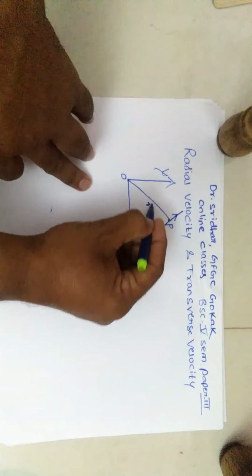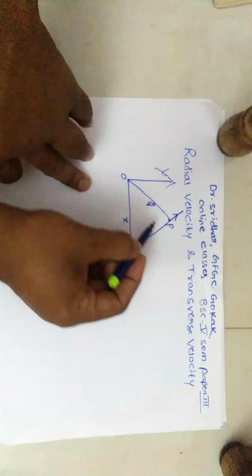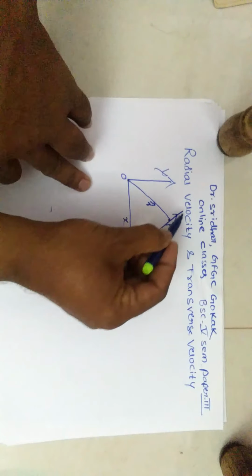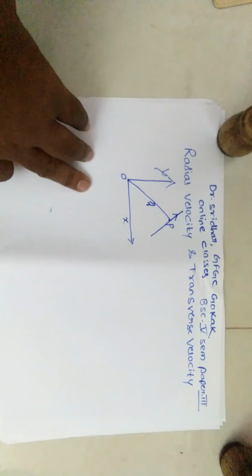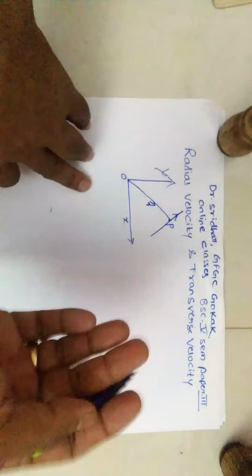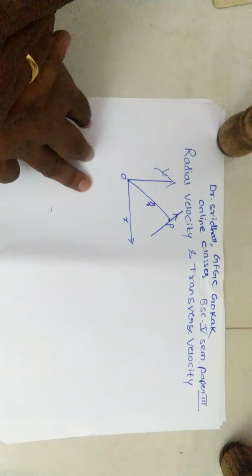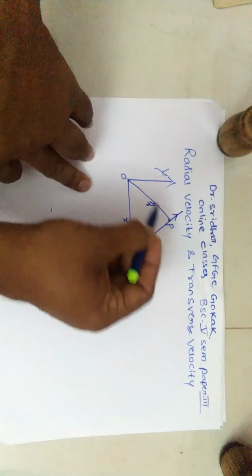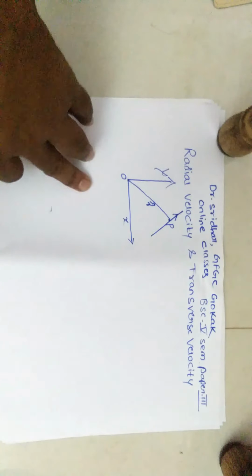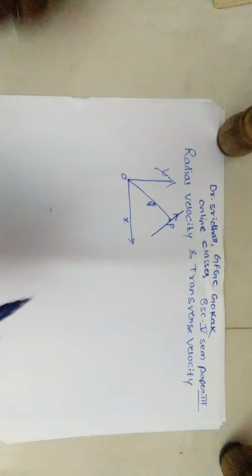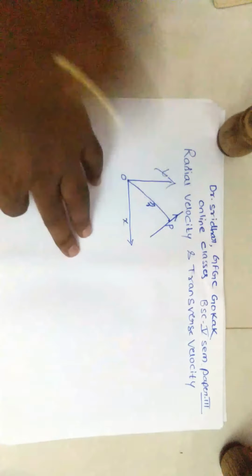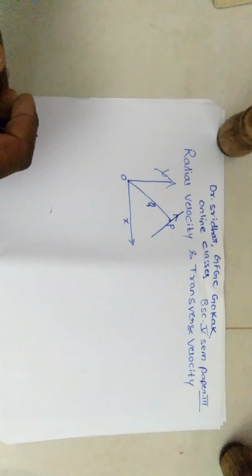So this is the radius vector. The velocity of this particle along a line perpendicular to the radius vector is called the transverse velocity. Similarly, we define radial acceleration and transverse acceleration. Acceleration along the direction of the radius vector is called the radial acceleration, and acceleration along a line perpendicular to the radius vector is called the transverse acceleration. So this is about radial velocity and transverse velocity.